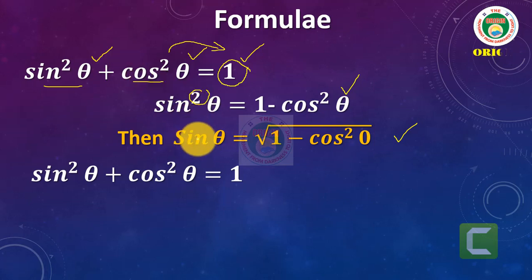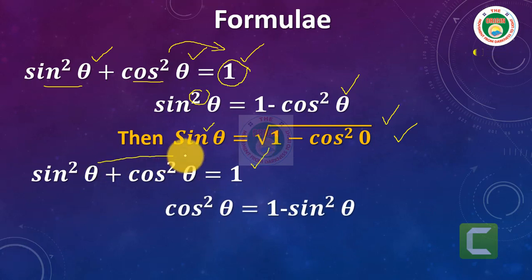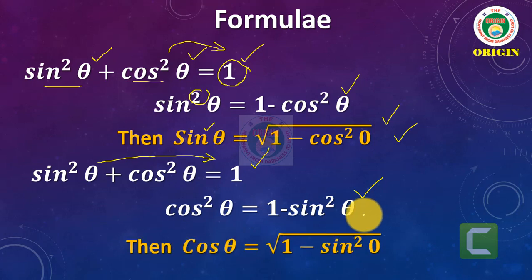And this is the formula of sine in terms of cos, and now I am going to write cos in terms of sine. Sin square theta plus cos square theta equal to 1, the same formula I taken here. Now I transpose sine square to the right hand side, that is plus sin square theta converted into minus sin square theta. Cos square theta equal to 1 minus sin square theta. Square converted into square root, then cos theta equal to square root of 1 minus sin square theta. This is theta.